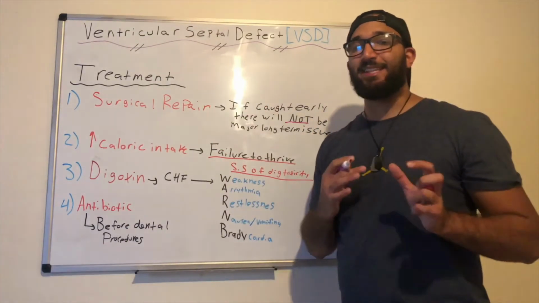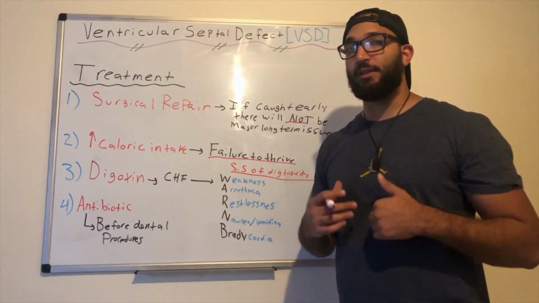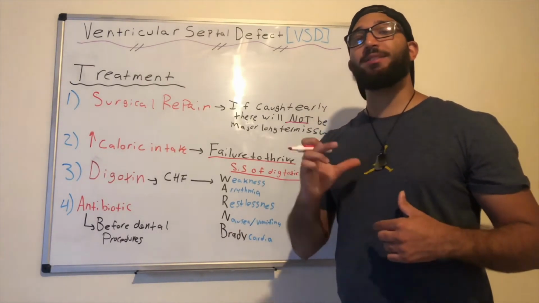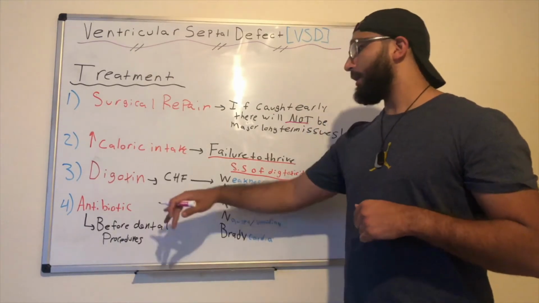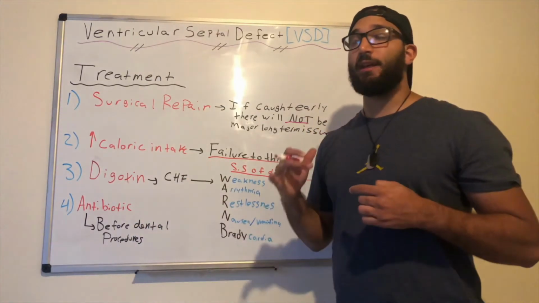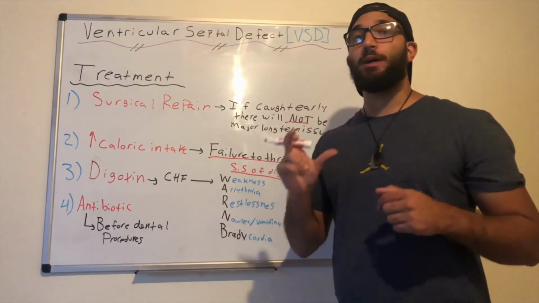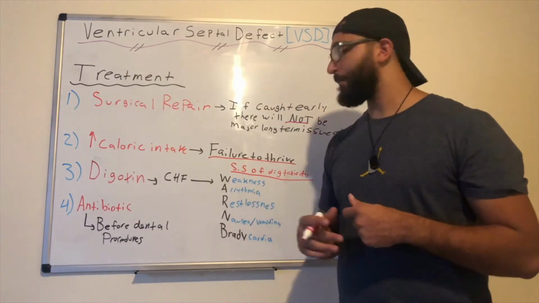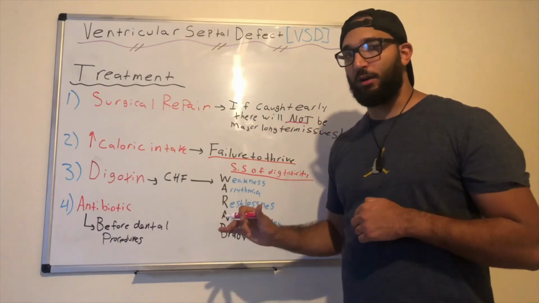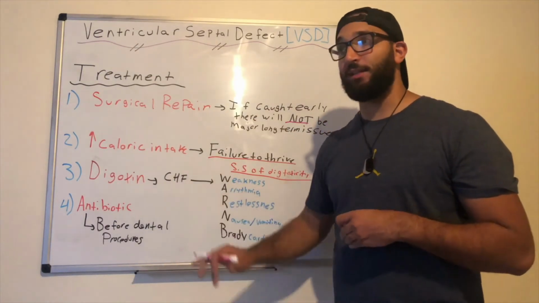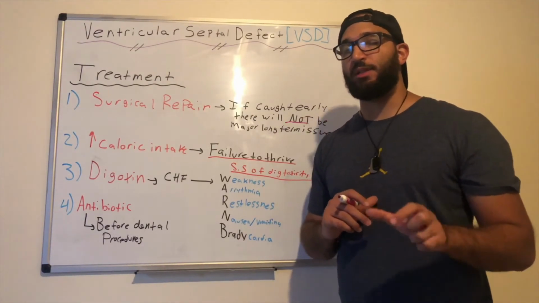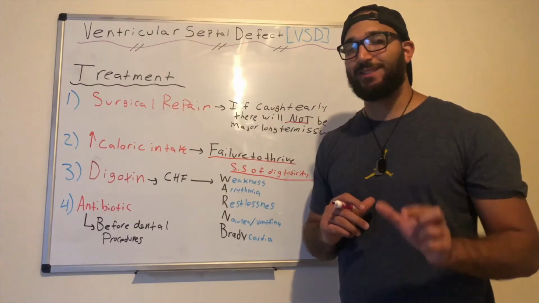Third treatment is digoxin. Digoxin is considered to be an inotropic medication. And what it does, it increases contractility of the heart. So this is typically used if VSD has led to CHF due to the issue of the heart being overworked. Something that you want to keep in mind while giving digoxin is to draw dig levels. The reason we draw dig levels is to monitor for digoxin toxicity.